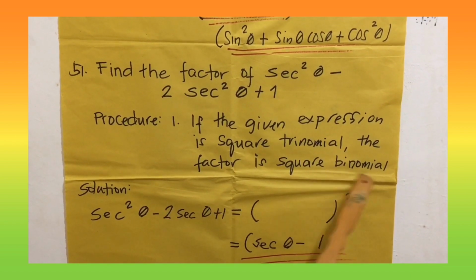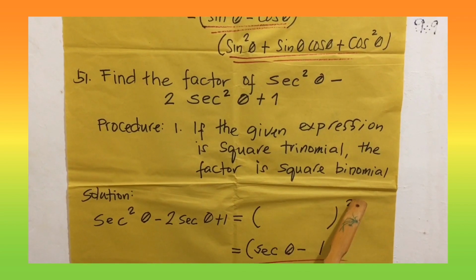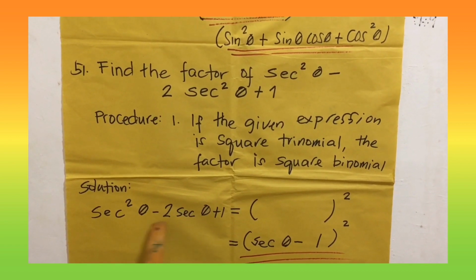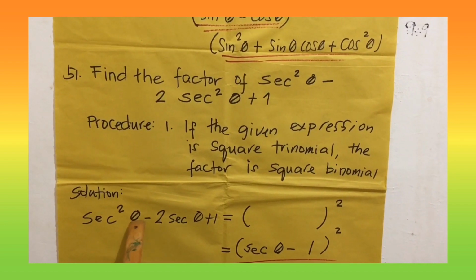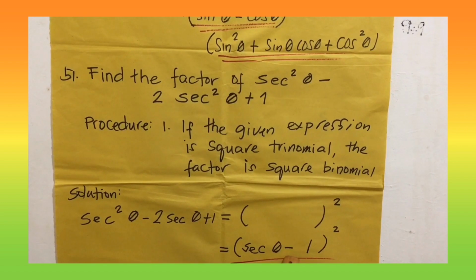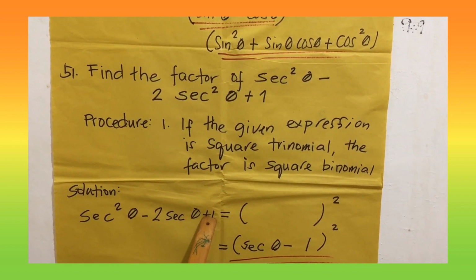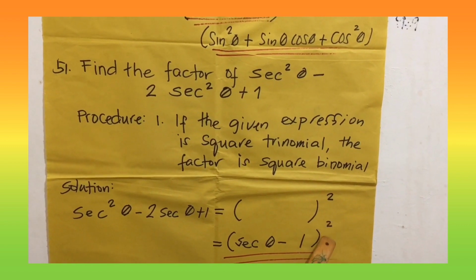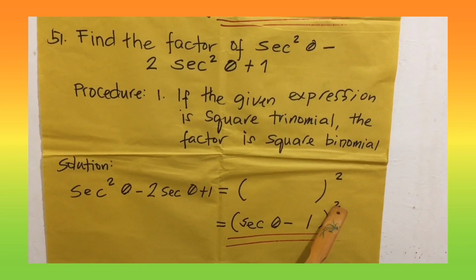How to factor? If the result is a square binomial, what we have to do is just write two parentheses and the square, and we're going to fill up here. So secant squared theta, we will get the monomial of this. That's why we have secant theta, so secant theta here. Then if this sign is negative, your sign here is also negative. And for this portion, what you have to do is copy this number 1 here. So this is now the result, secant theta minus 1 raised to the second power.